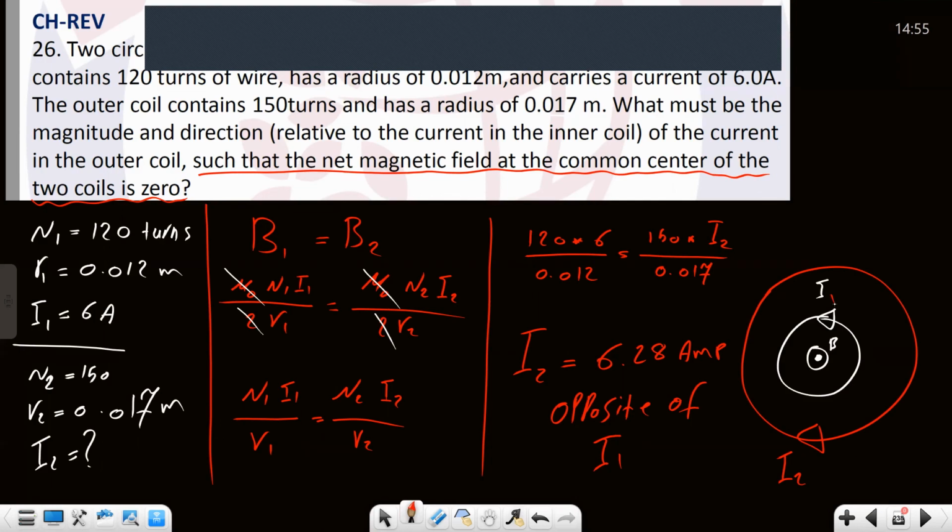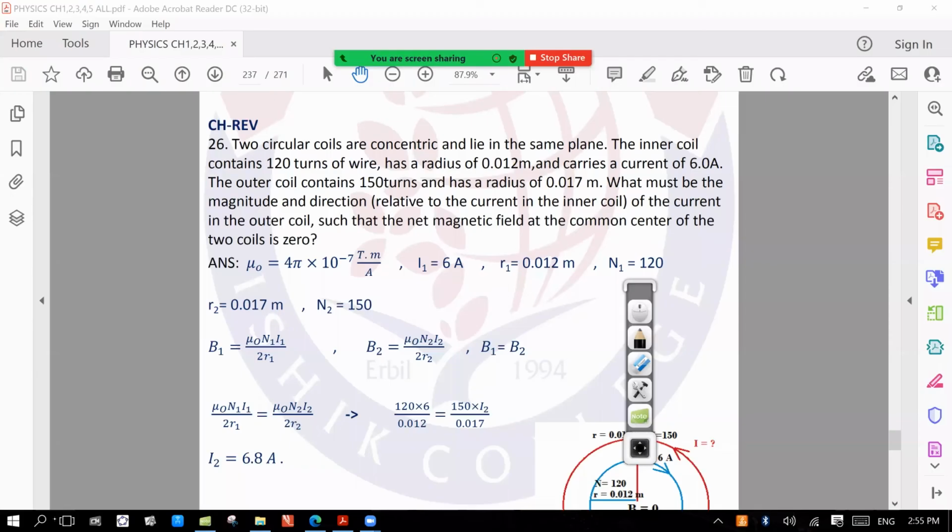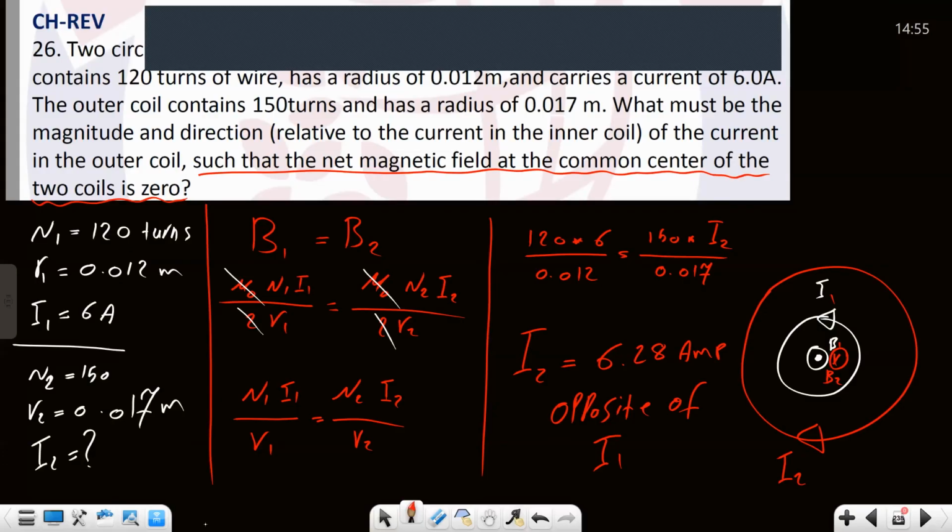So the magnetic field in that one is going to be into the page. That's B2, that's B1. So in and out, they cancel each other out. In that case, you could have a net magnetic field equal to 0. So you should only say the direction of the current in the two coils must be opposite of each other. Sorry, it's not 6.28, it's only 6.8 amperes. Okay.